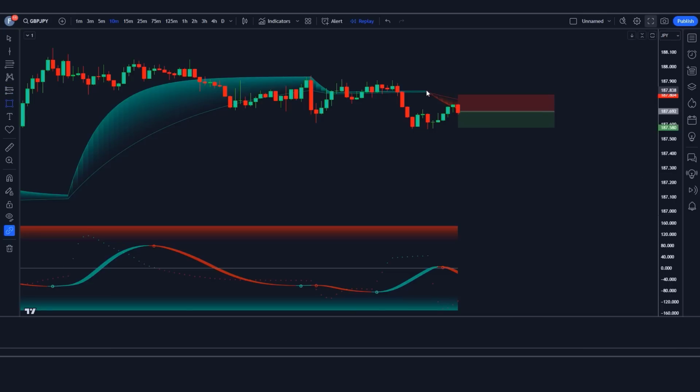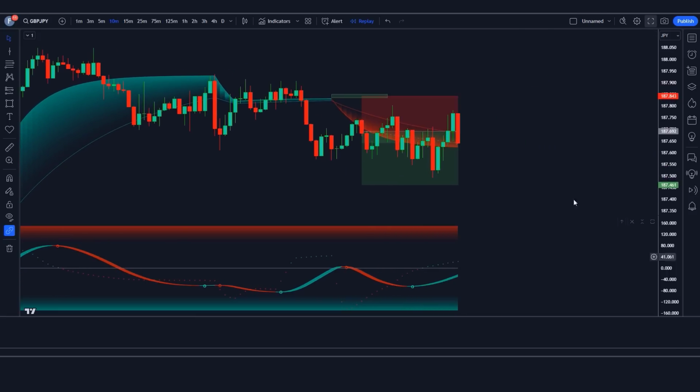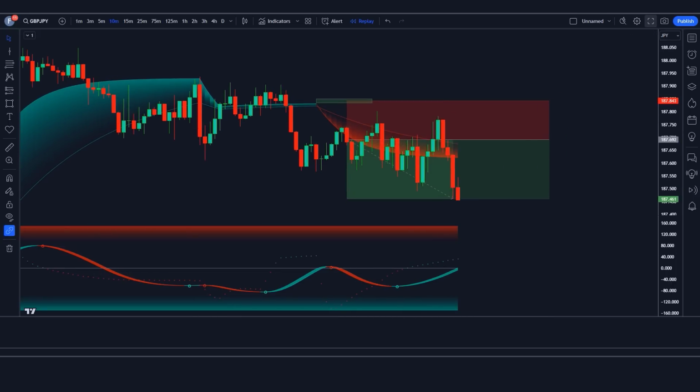Our stop loss is to be placed at the previous high of the liquidity area, and the risk to reward ratio will be 1:1.5. The market has completely hit the target.